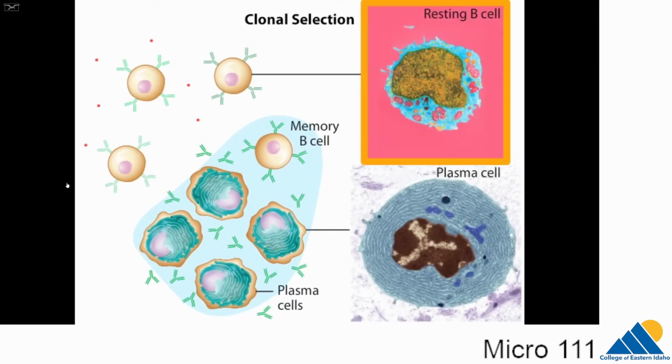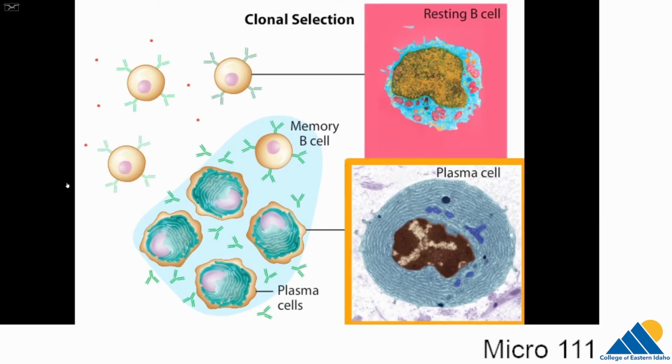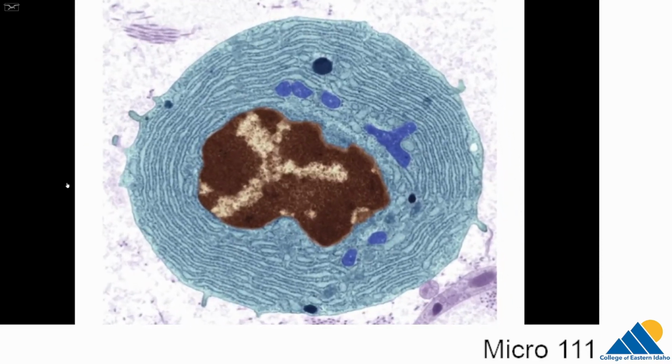These photos show a resting B cell, before activation and proliferation, and a plasma cell that is producing antibodies. Notice the increased size of the plasma cell compared with the B cell. The plasma cell cytoplasm is stuffed with endoplasmic reticulum needed to support the incredible increase in protein synthesis associated with antibody production.